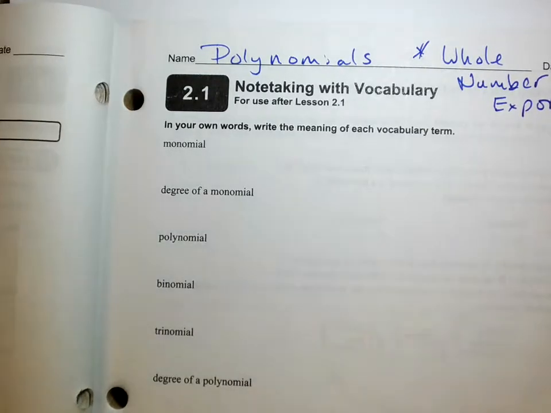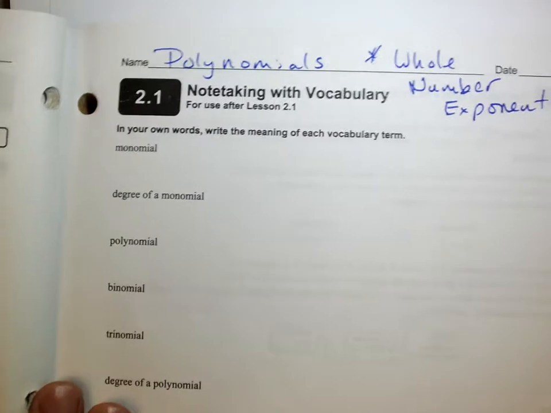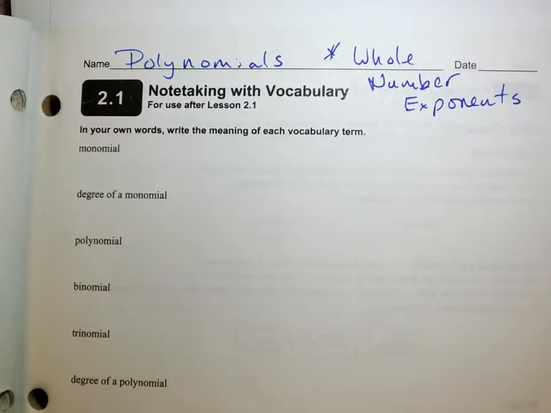All of the exponents are going to be regular numbers. That's what makes it a polynomial. Okay, write that down. Polynomials, whole number exponents. And all of these are polynomials. All of our exponents will always be whole numbers. We won't see anything else. We won't see negative exponents. We won't see fractional exponents. We're going to see whole number exponents.